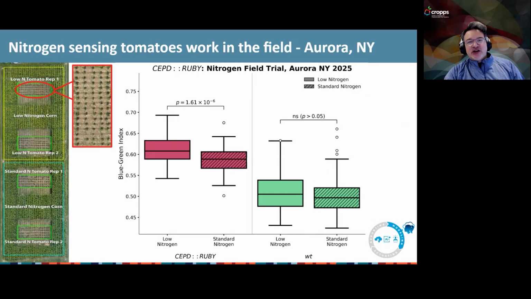Building on the Arizona trial, we tested nitrogen reporter and wild-type tomato plants under standard and low nitrogen at Cornell's Musgrave Research Farm in Aurora, New York. Using the same vegetation index developed for aerial imagery as in Arizona, we provide quantitative evidence that Septi Ruby reporter tomato plants exhibited significantly greater redness under low nitrogen, reflecting nitrogen stress, whereas wild-type tomato controls showed no change.